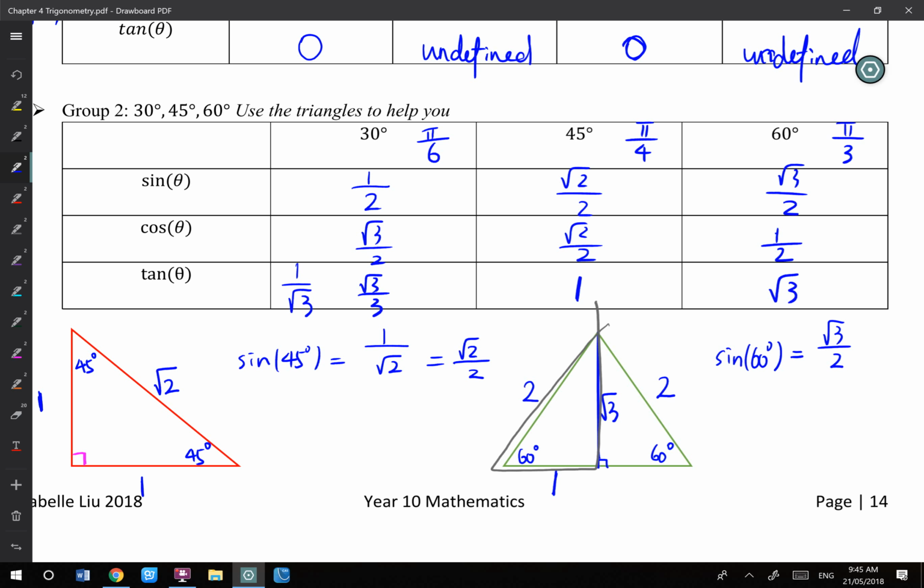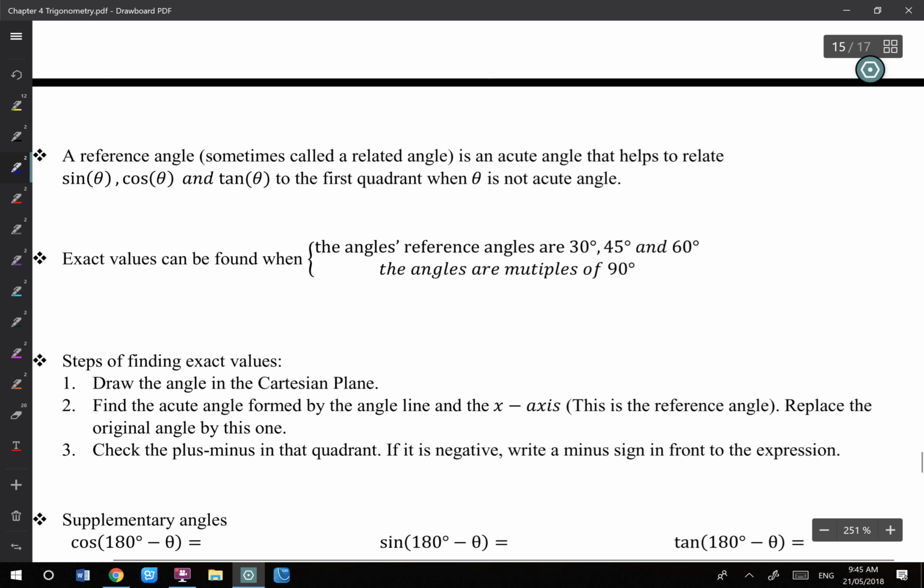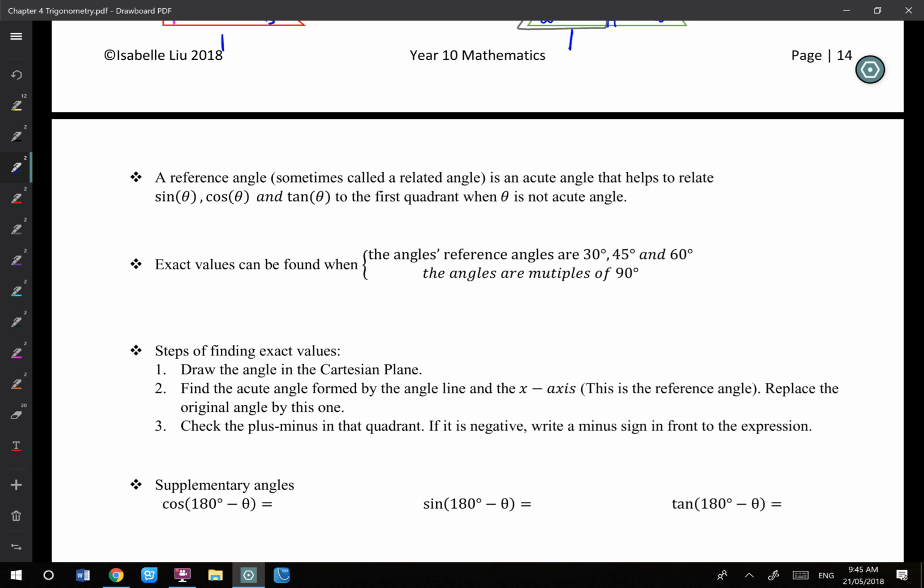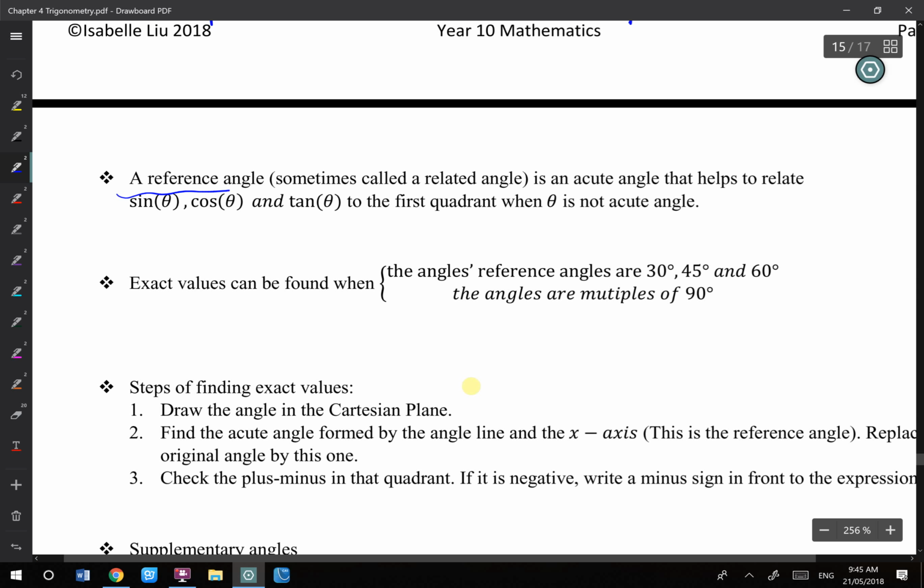So 30, 45, and 60 degrees, they are these special values as well, because they can give you exact form of sine, cosine, and tangent. But not only those 3 angles are going to be exact. There are some other things. Okay, then I'm going to introduce something called reference angle.